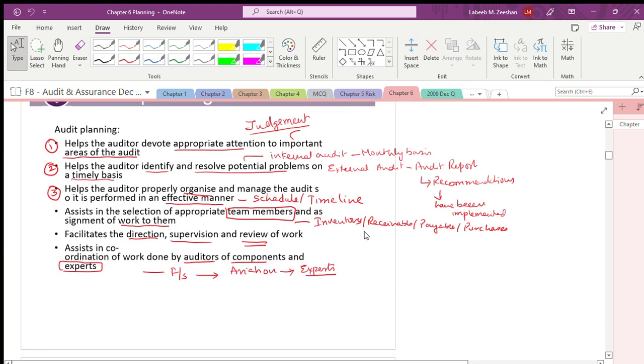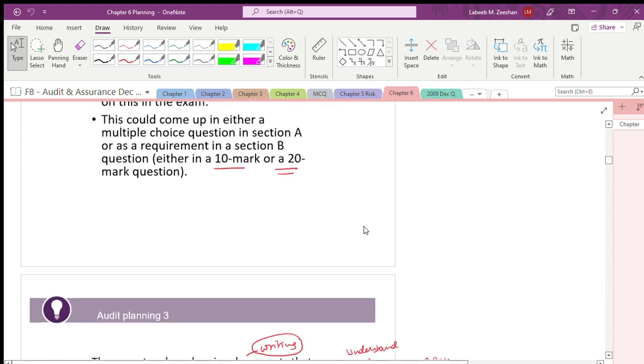It helps. If you plan it, you can devote appropriate time. We can resolve potential problems. We can organize effectively. We can select appropriate team members with good experience and assign them. We can direct, supervise and review the work. It assists in coordination of work by the auditors. It is a 10 marks question.